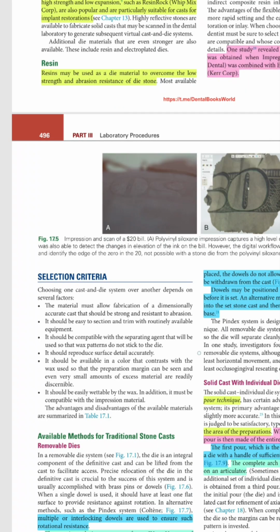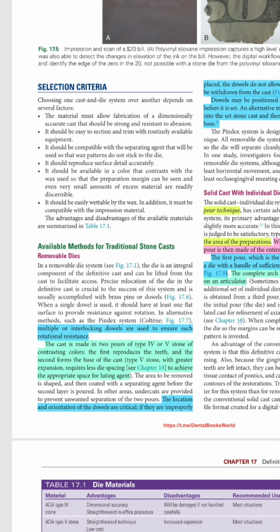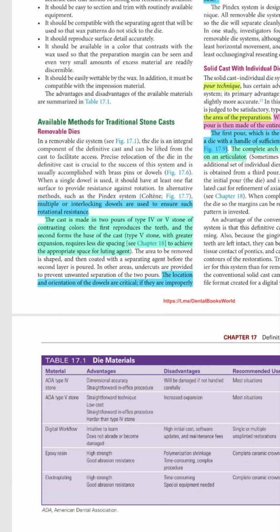Now we will discuss the different methods of adding the pins to the die. The first method is a two-pour method, where the first pour is only maintained in the preparation side. Before it sets, we insert the dowels. Then after it's set, we take them out and trim and do the shaping.